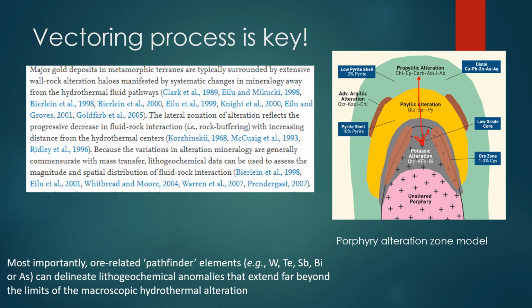And it says that because the variations in alteration mineralogy are generally commensurate with mass transfer, lithogeochemical data can be used to assess the magnitude and spatial distribution of fluid rock interaction. So basically, with lithogeochemistry, we take some rocks and pulverize them in the labs, and we get a full suite of elements out of it. And the key elements, it says, are ore-related pathfinder elements such as tungsten, tellurium, antimony, bismuth, or arsenic that can delineate lithogeochemical anomalies that extend far beyond the limits of the hydrothermal alteration.